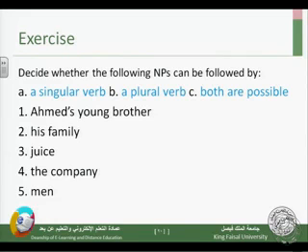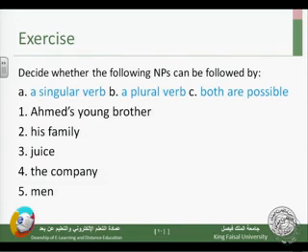Number two, his family. Can we say his family is? Yes, we can, when we refer to family as a whole unit of members. But we can also say his family are, when we refer to family as individual members of the family. So in this case both are possible, because this is a collective noun. So the answer for number two is C.